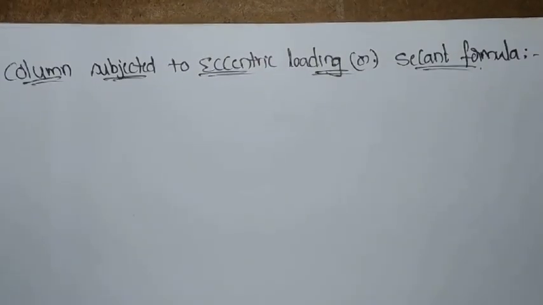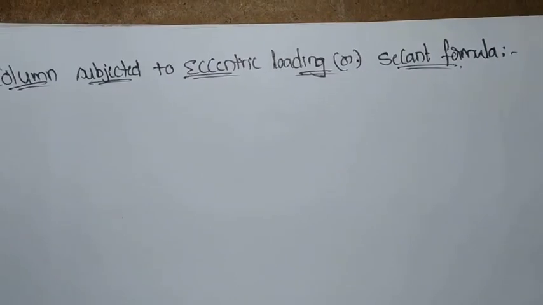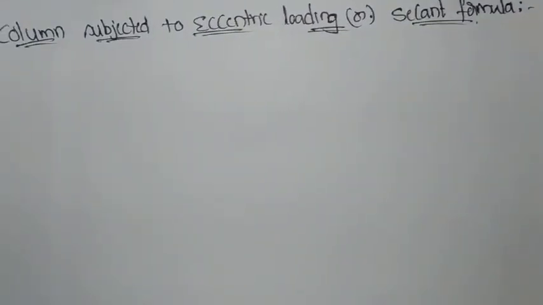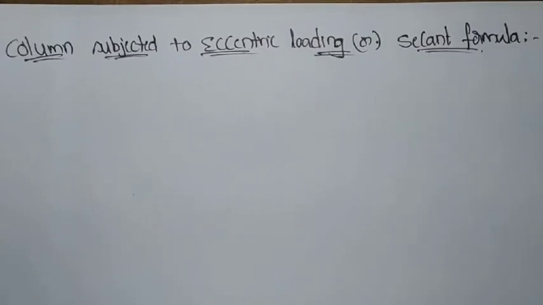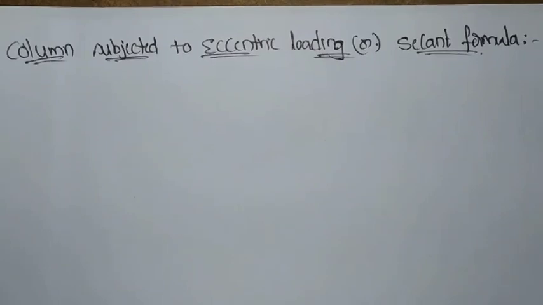Good morning, ma'am. In the previous class we discussed Euler's equation and different types of problems. We also discussed the straight line formula and how it is implemented for different types of sections. Today we will see what happens if the column gets eccentric loading.